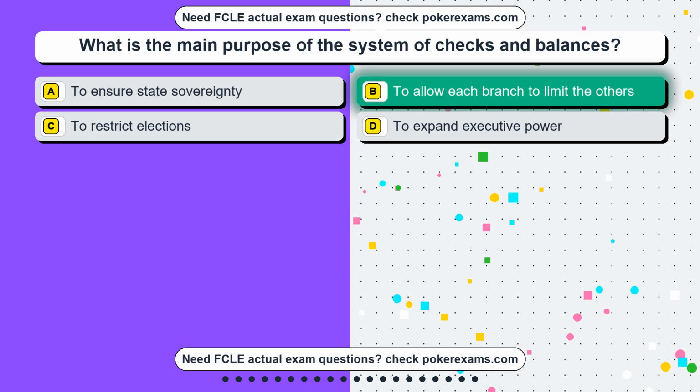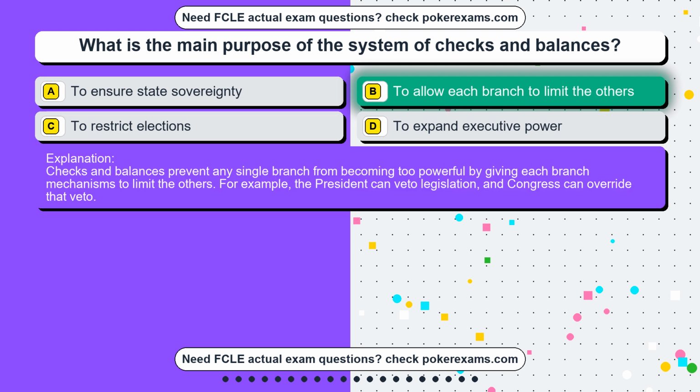The correct answer is option B. To allow each branch to limit the others. Checks and balances prevent any single branch from becoming too powerful by giving each branch mechanisms to limit the others. For example, the president can veto legislation, and Congress can override that veto.